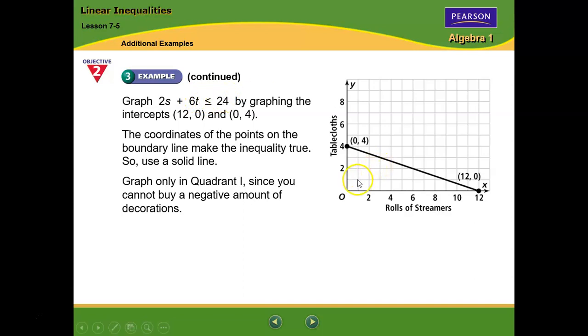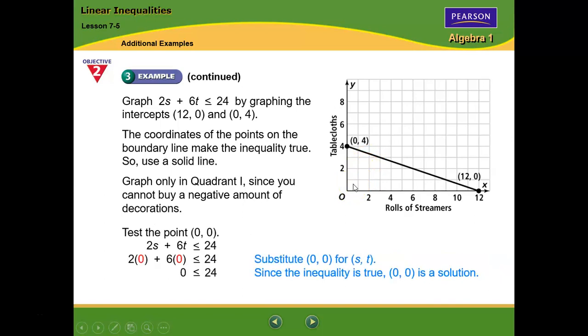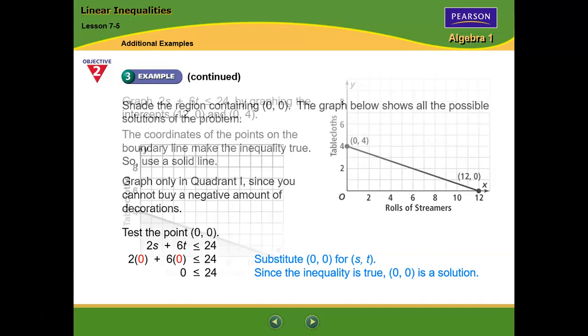So since that's a true statement, we're going to shade the side that represented our test point. Since the test point we substituted in was here, and it was true, that means we have to shade below the line. By using that test point, we know that 0 is less than or equal to 24, so we will shade below the line.